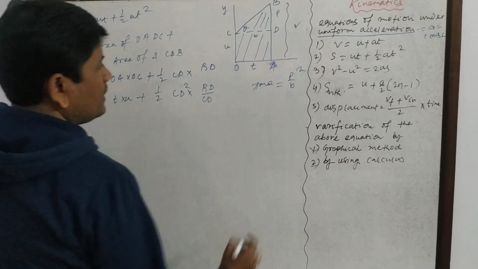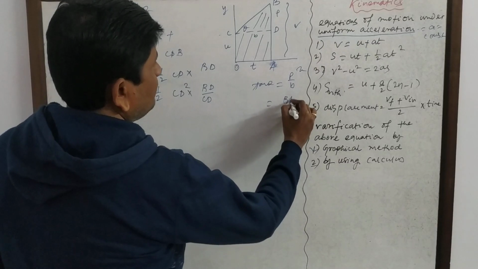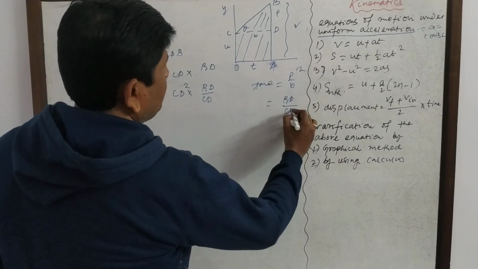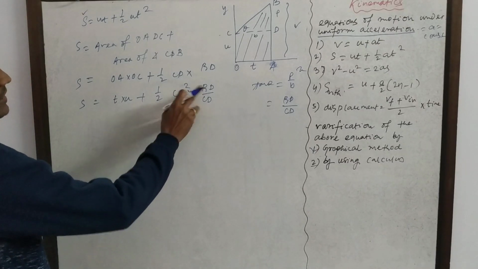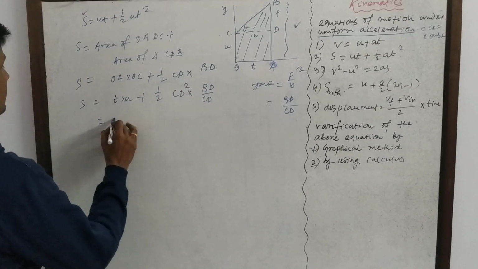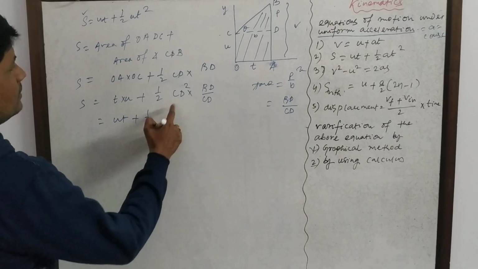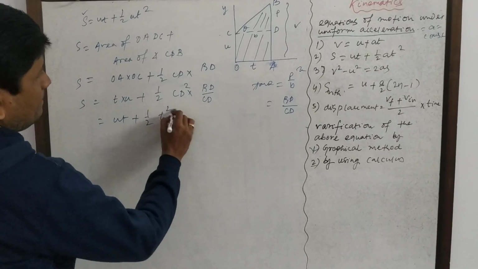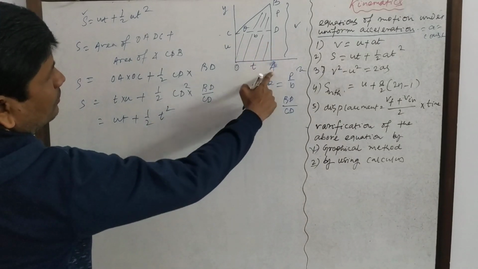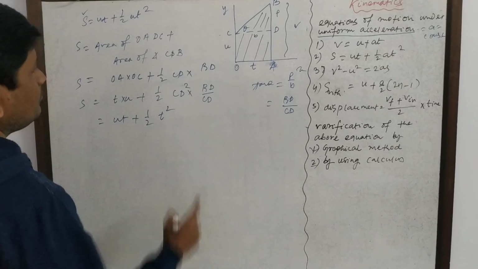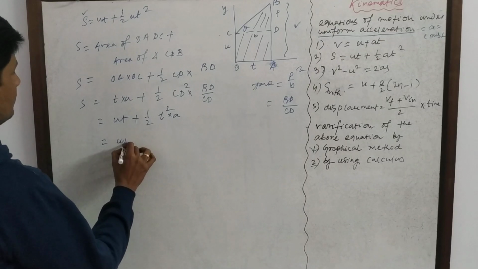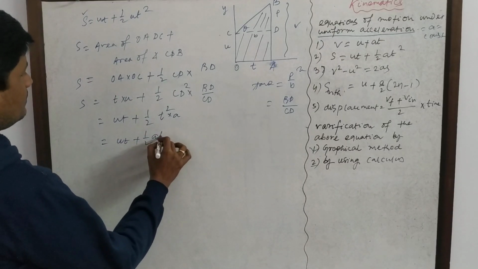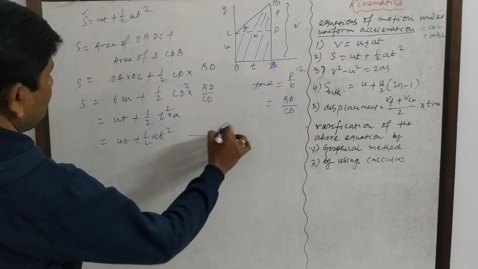We can write like this: P is equal to BD, B is equal to BC is equal to CD. CD cancels, this will be CD into BD. This is equal to ut plus half CD t square. CD means OA, t square, BD by CD is equal to a. Now this is ut plus half at square. The second equation is proved.